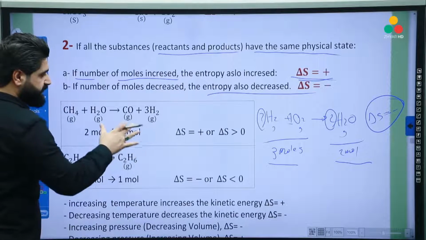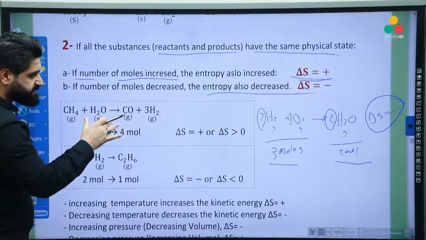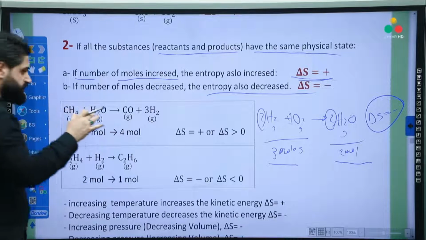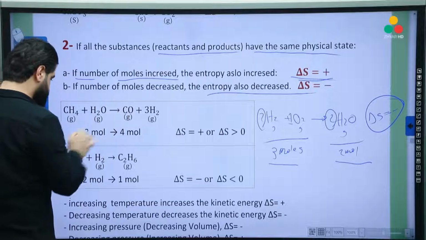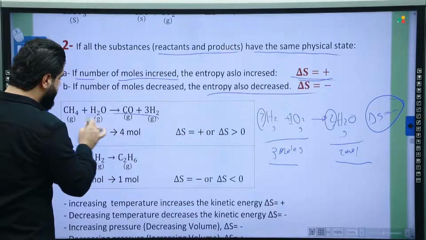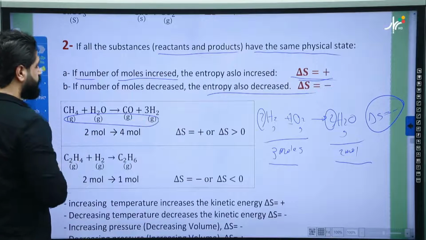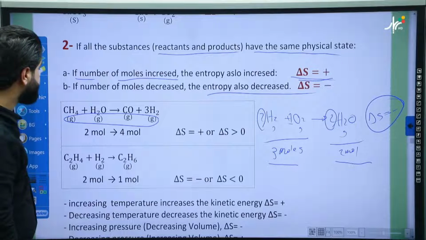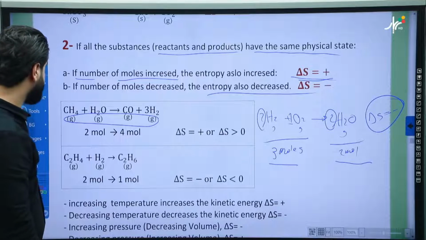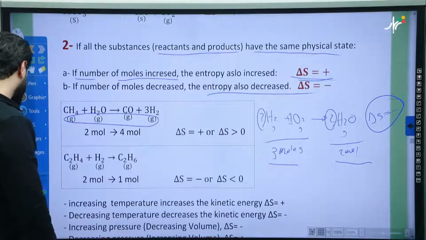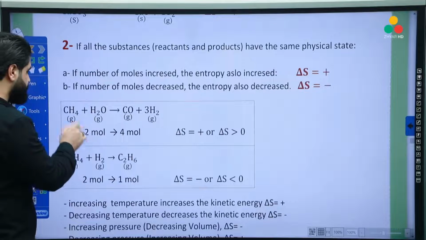Okay, identify the arithmetic sign of delta S: increased or decreased, negative or positive. First of all, physical states. Both have the same physical states. All of the participants have the same physical states. And now go with number of moles. How can you go according to number of moles?